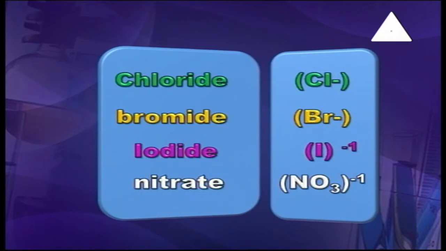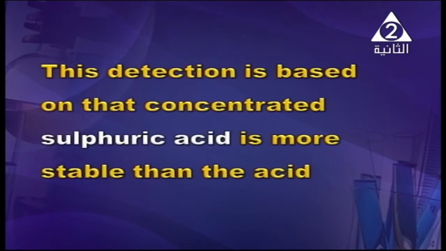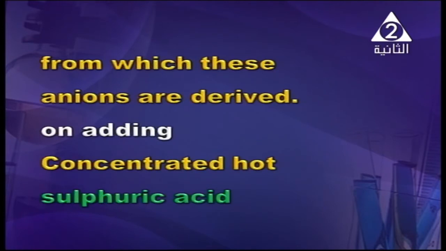Now, what about starting the reaction? The reaction can be detected based on the concentrated sulfuric acid being more stable than the acid formed from these anions. More stable, yes. When I ask you why we use sulfuric acid, it is because it is more stable than the formed acid. Look at this. These anions are treated by adding concentrated hot sulfuric acid.